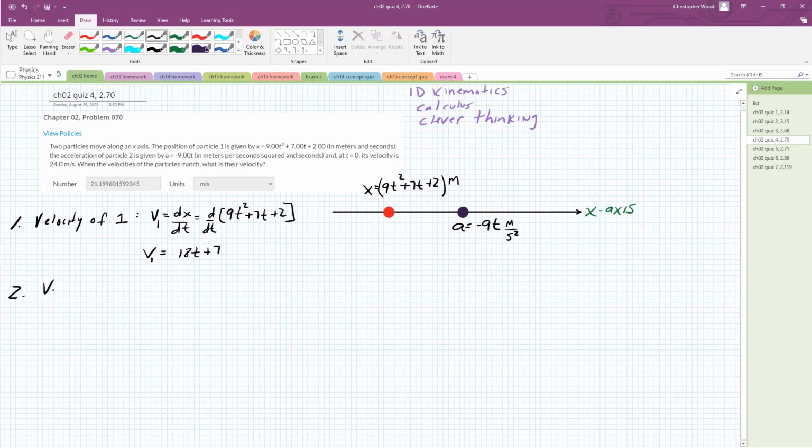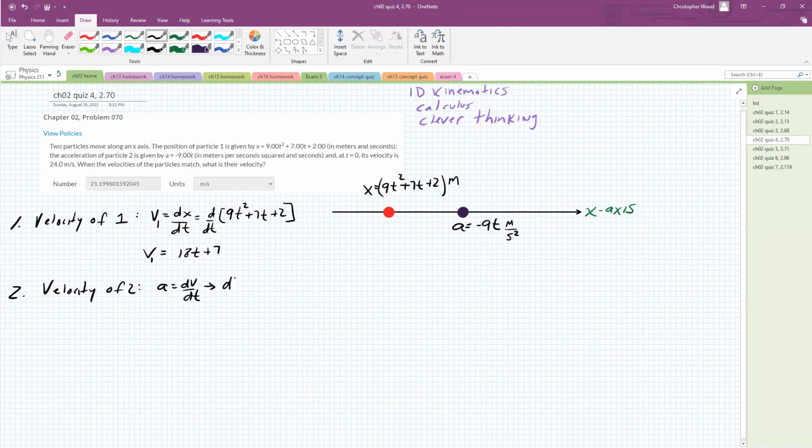Here's the velocity of object 2. And this is different because I don't know the position function. I know the acceleration function. And I know that acceleration is dv dt. So I'm going to have to go through these operations. You've seen this before. Multiply both sides by dt.